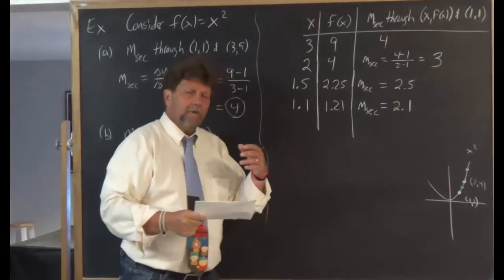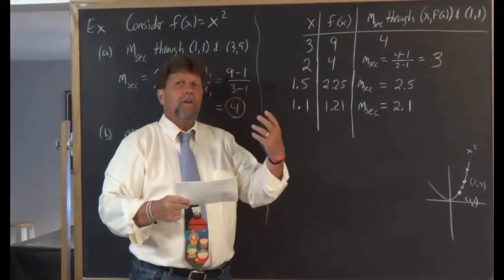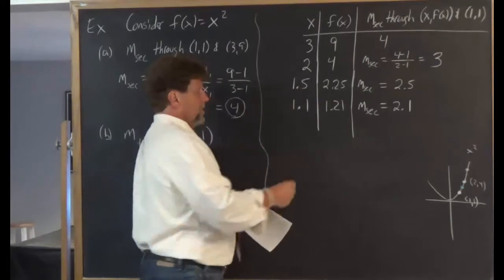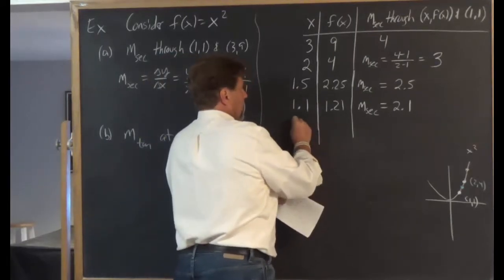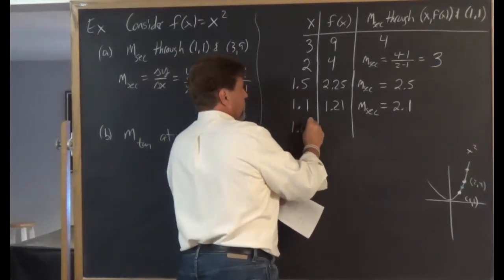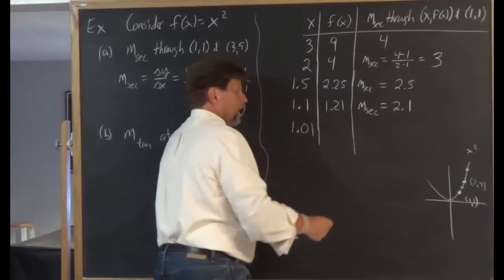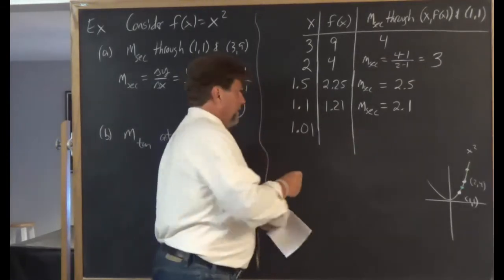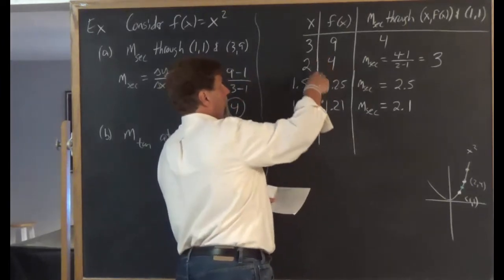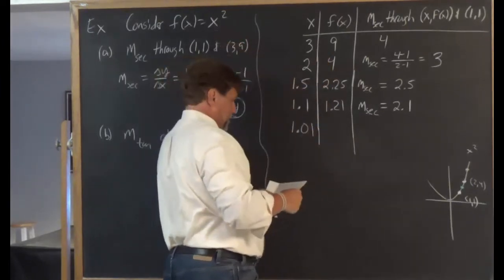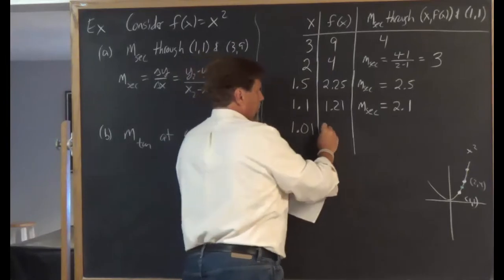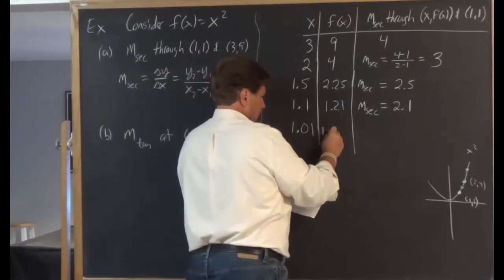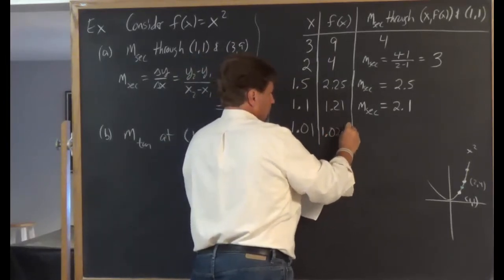Now I have just enough room to ask you, could I get even closer? Of course I could. I could have an x value of 1.01. That's pretty close to the x value of 1. And if x is 1.01, f of x, well, 1.01 squared is 1.0201.